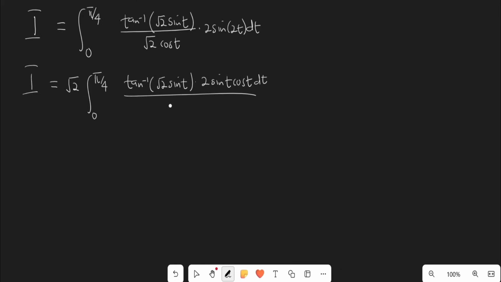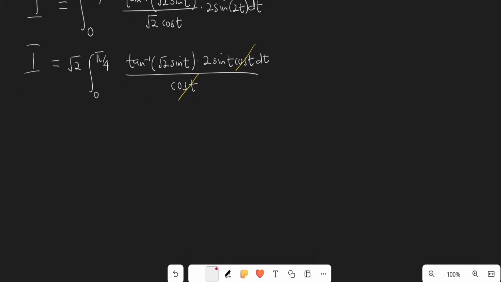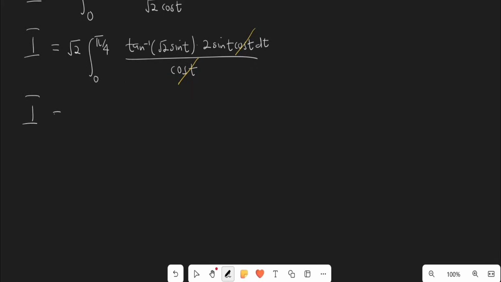And what is left at the bottom is the cosine of t. Cool. Now there's going to be a cancellation. Cosine of t is going to cancel out cosine of t beautifully. And now what you are left with is this. I is equal to, this 2 is a constant, so that comes out, it becomes 2 square root of 2.